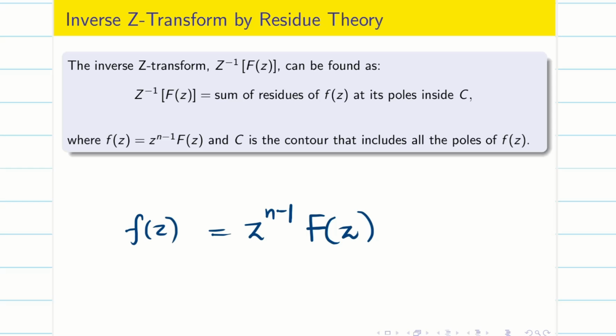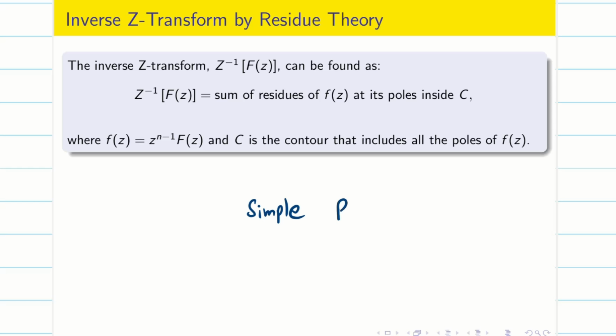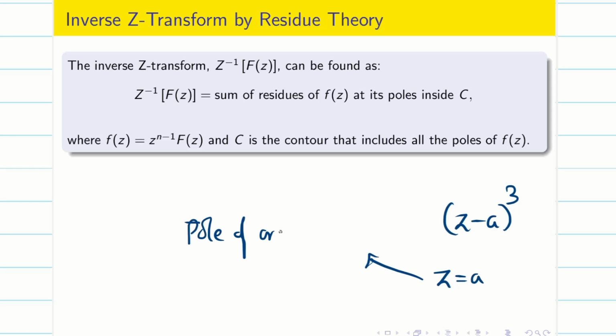So in this video we are going to deal only with the problems. I am not explaining all the theory. We remember the poles are of two types. When it is order 1, it is called a simple pole. For example, if it is z minus a whole power 1, then z equal to a is a simple pole. If you have z minus a whole cube, then z equal to a is a pole of order 3. It depends on the power.